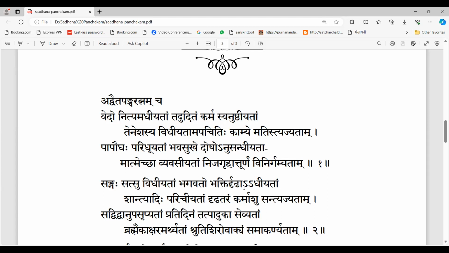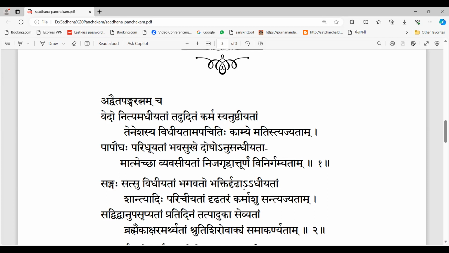In each shloka you will see eight steps, sopana. The first shloka begins with the brahmacharya ashrama. It gives the discipline which a brahmachari has to follow. What is that? Vedo nityam adhiyatam, a karmani prayoga. It comes from adi purvaka in dhatu, for adhyayane.